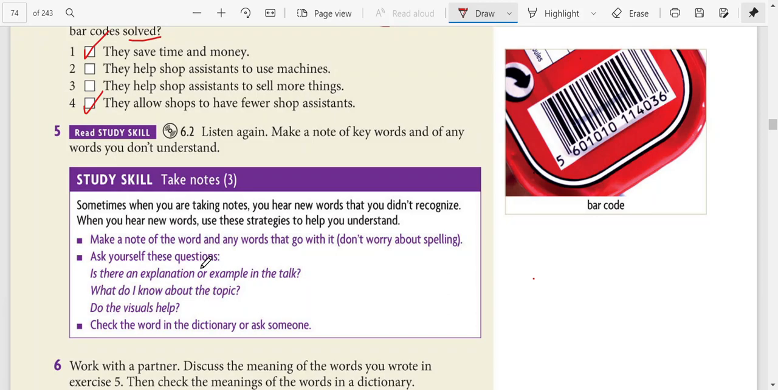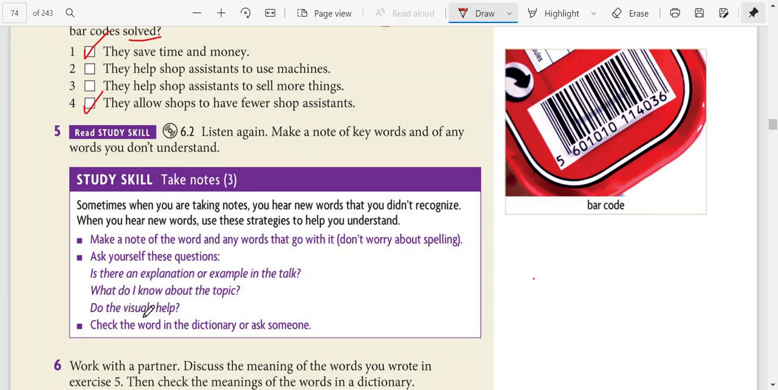Ask yourself these questions. Is there an explanation or example in the talk? What do I know about the topic? Do the visuals help?